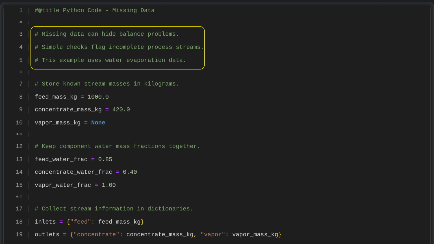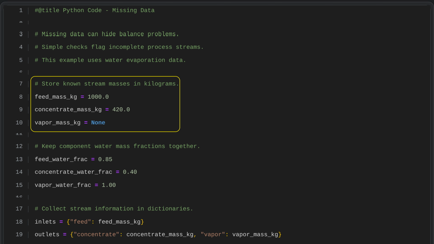Missing data can make material balance problems harder to spot, especially in incomplete process streams. Simple checks can reveal these gaps, as illustrated with water evaporation data. The process begins by setting the known stream masses. The feed entering the system is 1,000 kilograms, and the concentrate output is 420 kilograms. The vapor mass is not yet known and will be estimated later.